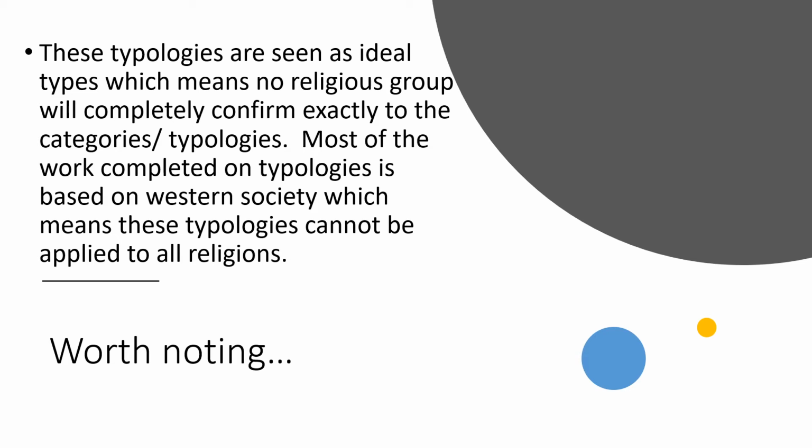Also really interesting to know, and particularly based on the work that you did on Monday, is that most of the work completed by sociologists is based on Western society. So there is an overemphasis on Christianity, Christian denominations, Christian groups. Therefore, when we come to look at things like Hinduism or Buddhism, they don't necessarily fit the categories that other religions might do. So it's worth having a think about that and making a note for your AO3, for your evaluation.